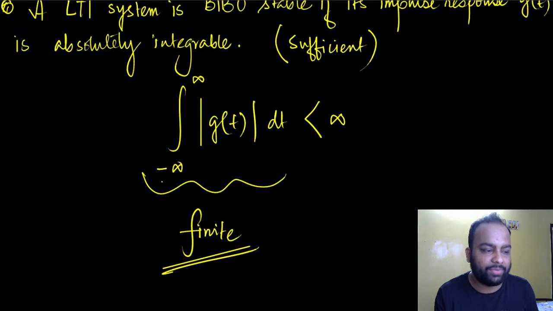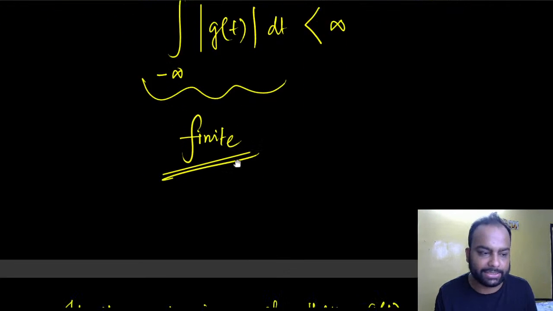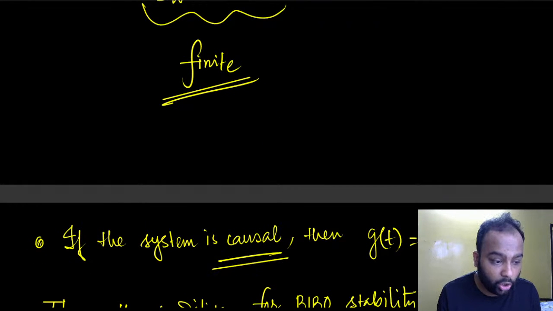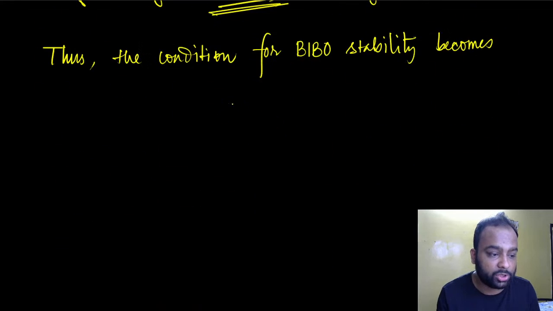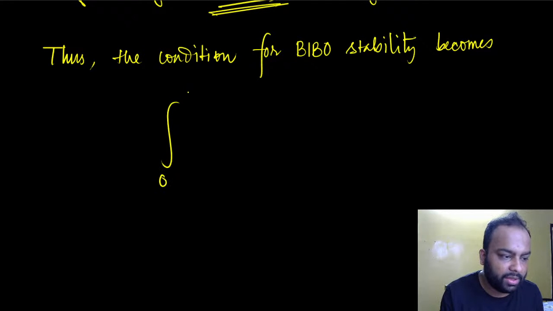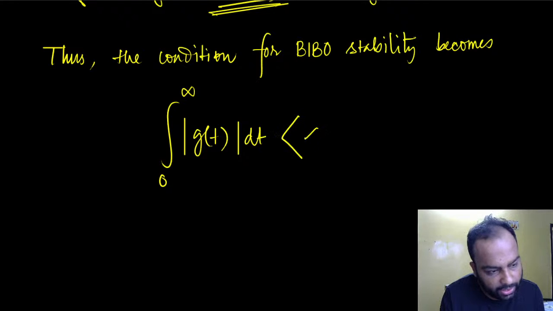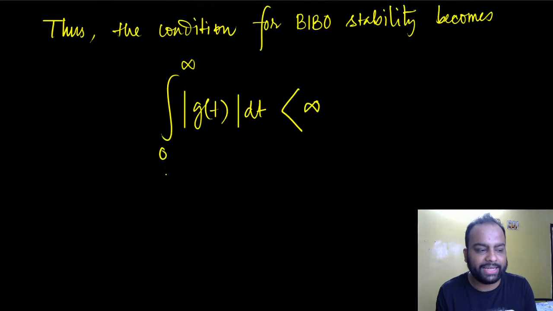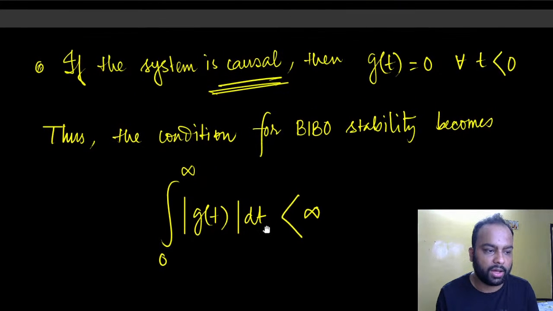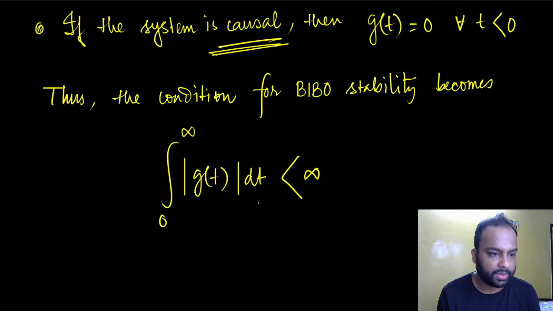essentially the lower limit becomes 0, right? Because there is no point integrating from negative infinity, because the signal itself is 0 when t is less than 0 for a causal system. So if the system is causal, notice very carefully, the condition of BIBO stability becomes this integral less than infinity. So essentially we have just changed the lower limit to 0. That's the condition for BIBO stability for a causal system. I think that's understandable, right?